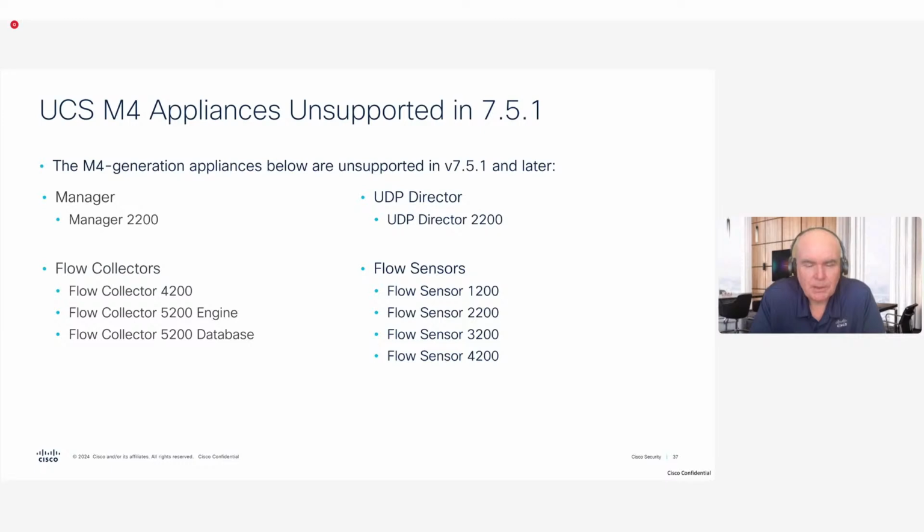So on the actual physical hardware appliances, these M4 generation appliances are no longer supported with 751. So you can still use 750 on them, not a problem. So that's the physical manager, the 2200 model, the UDP Director 2200 model, and the various flow collectors and flow sensors listed there. All the newer managers and flow collectors and flow sensors are supported. As you're hopefully aware, UDP Director is no longer, as a physical appliance, supported after the 2200 anyway. That's where you should be looking at using the Cisco Telemetry Broker instead of the UDP Director.